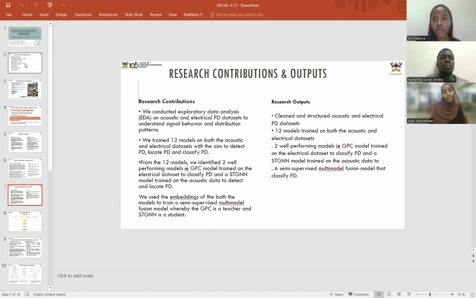Our contributions were able to train 12 models on both the electrical and acoustic datasets. From the 12 models, we identified 2 models, and from these 2 models, we combined them to form the 13th model, which we use to detect partial discharge, localize to detect where it's coming from, and then to classify the type of partial discharge.